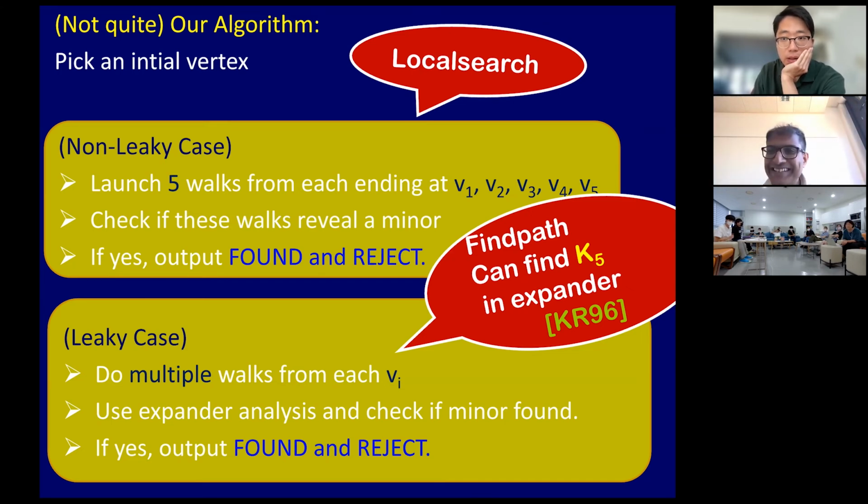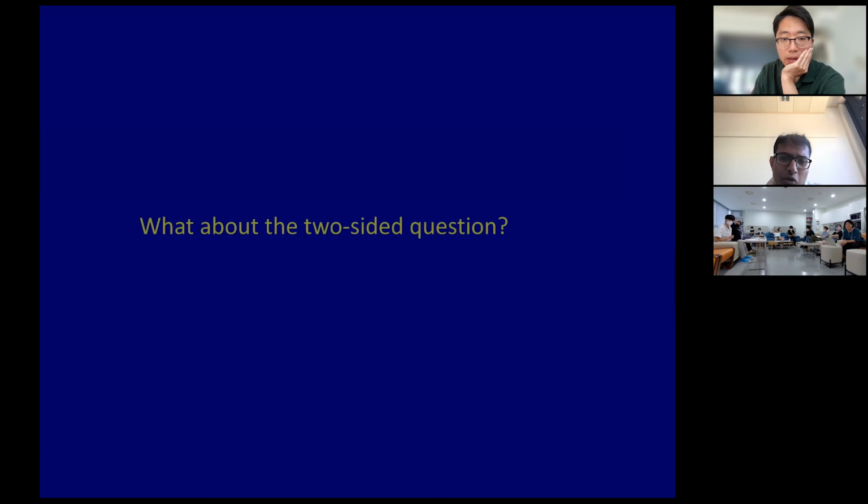So let's move on. What about the two-sided variant? Instinctively, you should think that the one-sided variant should imply the two-sided variant. It's perhaps just a question of managing the query bound, but that's your intuition anyway. So let's try to make this instinct precise.